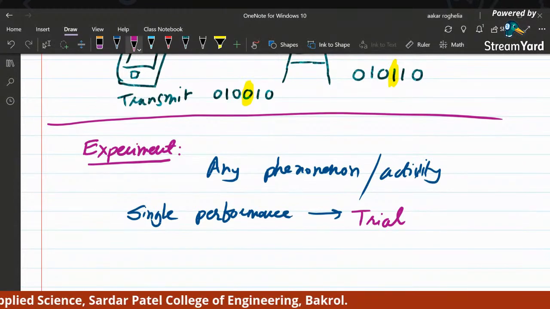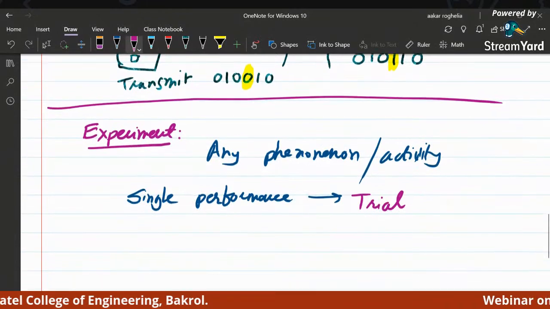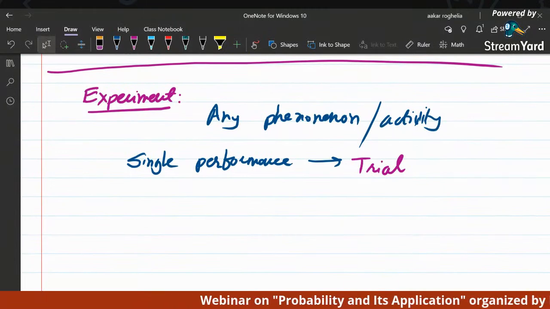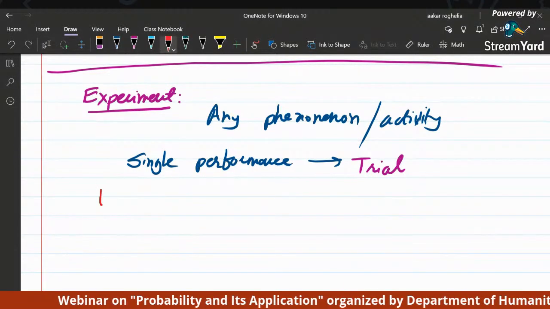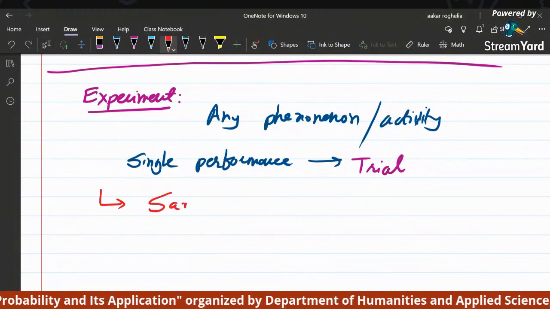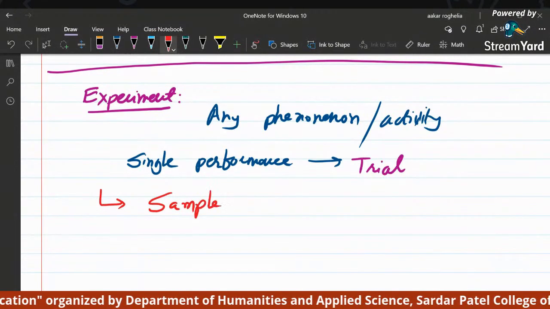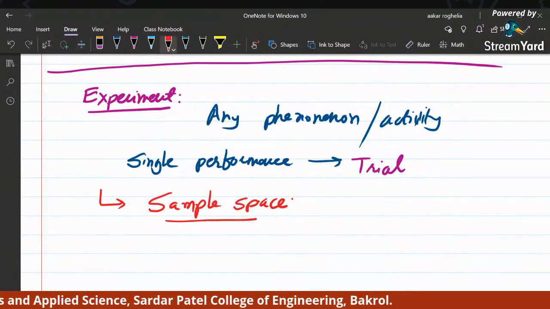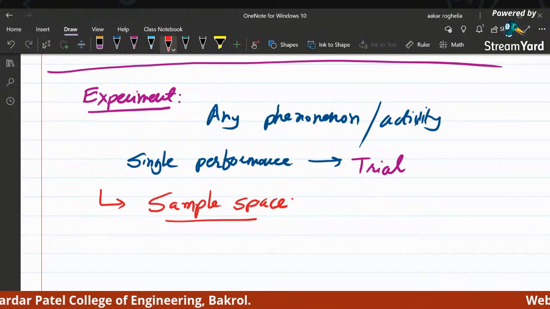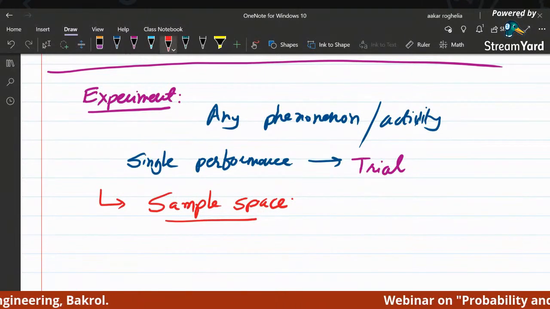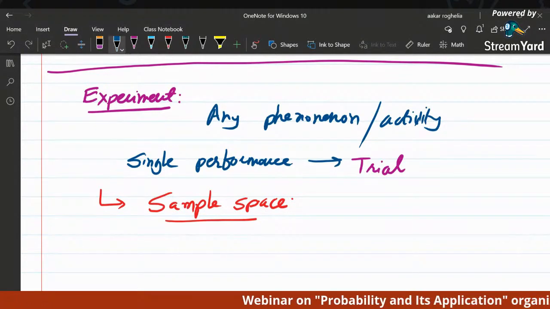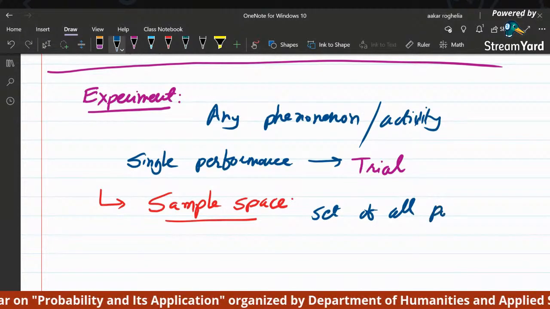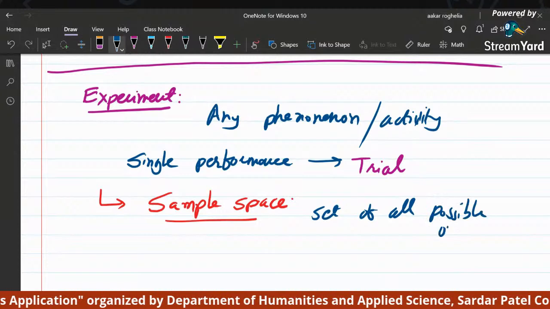And with every experiment, whenever you do, there is an associated sample space. Now we will again come to the mathematics part in a short while. This is the very first word which comes into the picture whenever you want to talk about probability, and that is called the sample space. So what is a sample space? Oh yes, everybody is right. Whatever you think, it is nothing but the set of all possible outcomes.